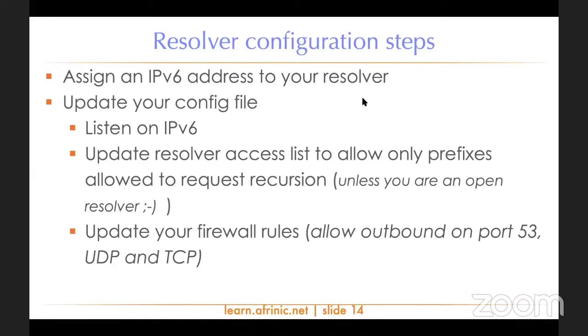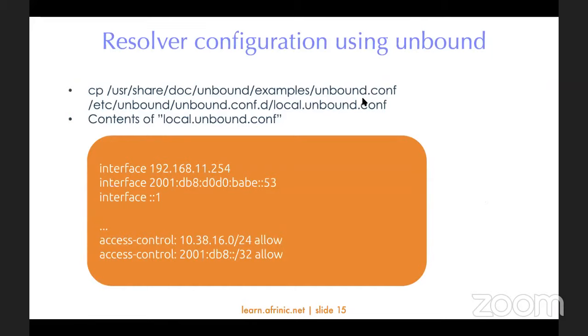Basically, the purpose is to allow outbound on port 53 on UDP and TCP. UDP and TCP, this is very important. Let's have a little configuration of one resolver on Unbound. Unbound is a lightweight resolver.